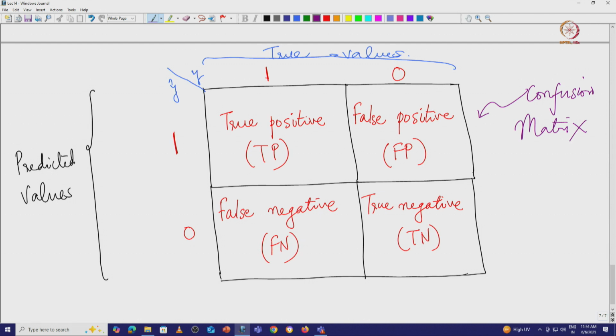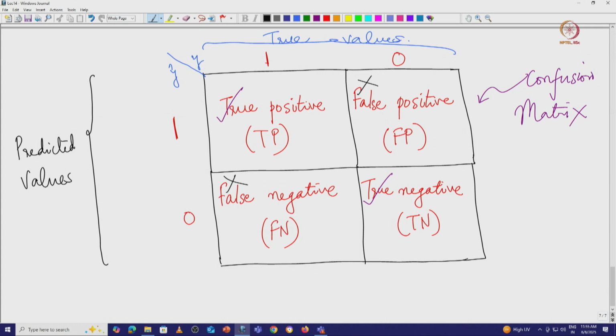The desirable entries are the true positives and the true negatives, and the undesirable entries are the false positives and the false negatives. So, we want to steer clear of these two entries in the confusion matrix. An ideal confusion matrix would be one in which only the diagonal entries, the true positive and the true negative, are finite, and we would want the off-diagonal entries, the false positive and the false negative, to be identically 0. However, in practice this does not really happen.